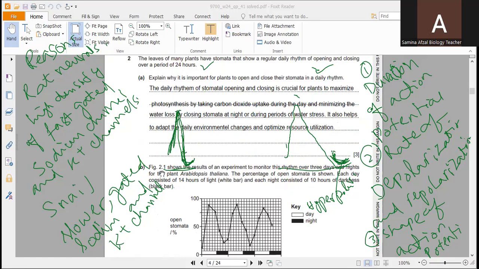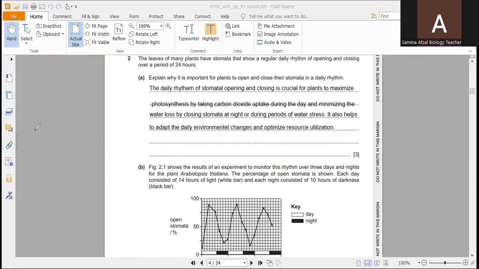Now it was all about question number 1. Now we are moving on to question number 2. The leaves of many plants have stomata that show a regular daily rhythm of opening and closing over a period of 24 hours. Explain why it is important for plants to open and close their stomata in a daily rhythm.